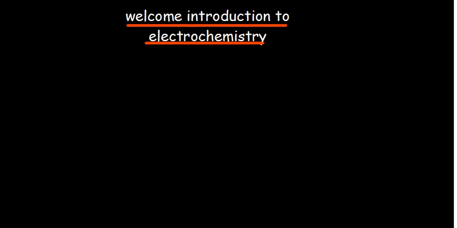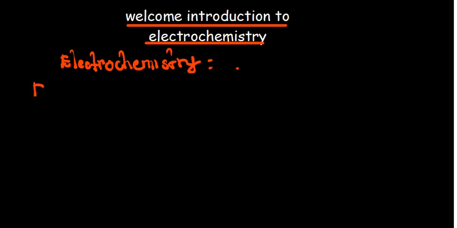So guys, we want to look at a branch of chemistry called electrochemistry. And the two words that make up this word: the first word is electro. Hope my handwriting is visible to you. And then the other word is chemistry.